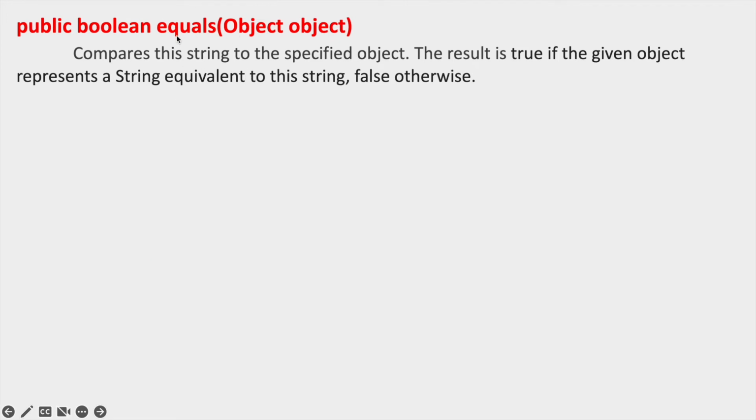Next, the equals method. This is a very commonly used method in a software developer's day-to-day life. This method is used to compare two string objects. If two strings are the same based on the content, it will give true, otherwise it will return false. And one more important point is, Java is case sensitive. That means small a is different from capital A. So whenever you use the equals method, if the content and the case also match, then only it will return true, otherwise it will return false.